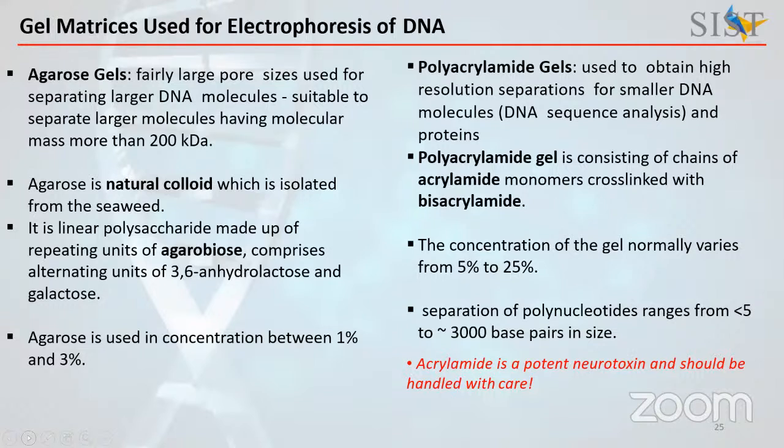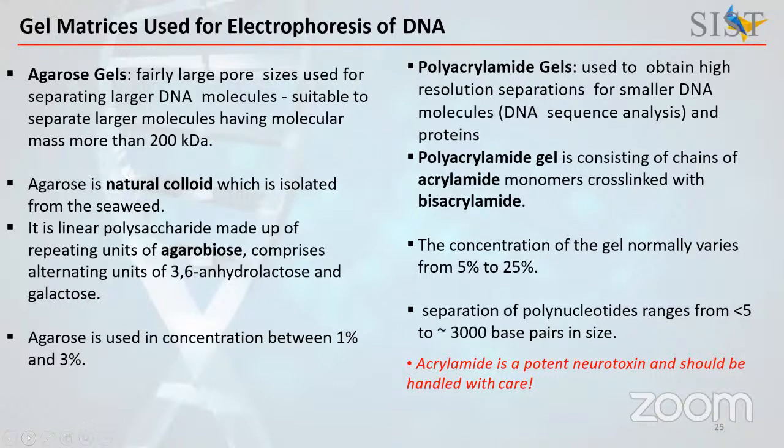And as I have said, this agarose is obtained from a seaweed, okay, specifically a marine algae. And it is a polysaccharide made up of agarobiose monomers. And in gel electrophoresis, the concentration normally used for the preparation of agarose gel is around 1-3%.